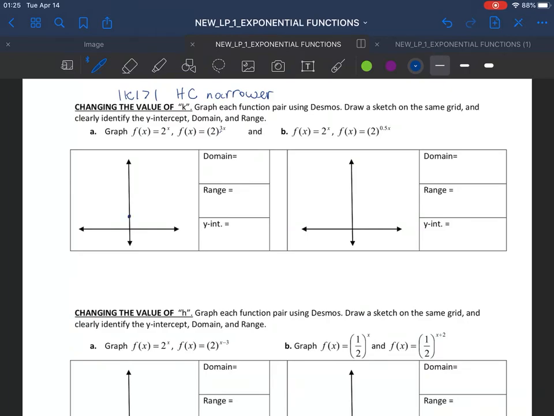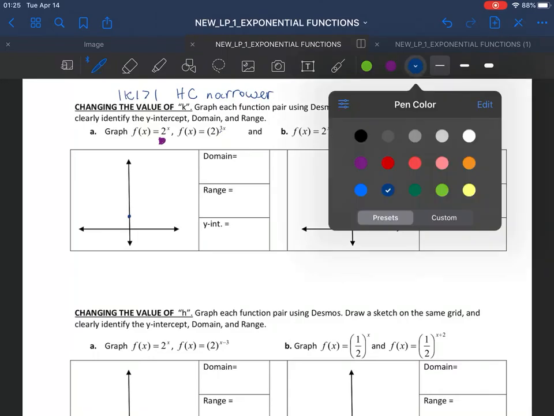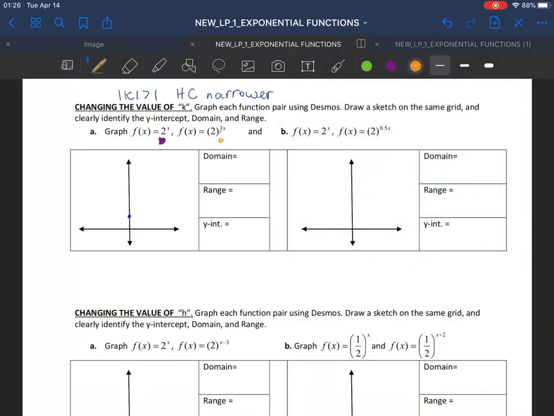So here is x equals 0, y equals 1. And we had the purple graph for 2 to the power of x. And we had the orange graph for 2 to the power of 3x. Okay, so let's get graphing. Say this was the graph. Okay. And 2 to the power 3x had the same y-intercept, but it appeared to be closer to the y-axis.